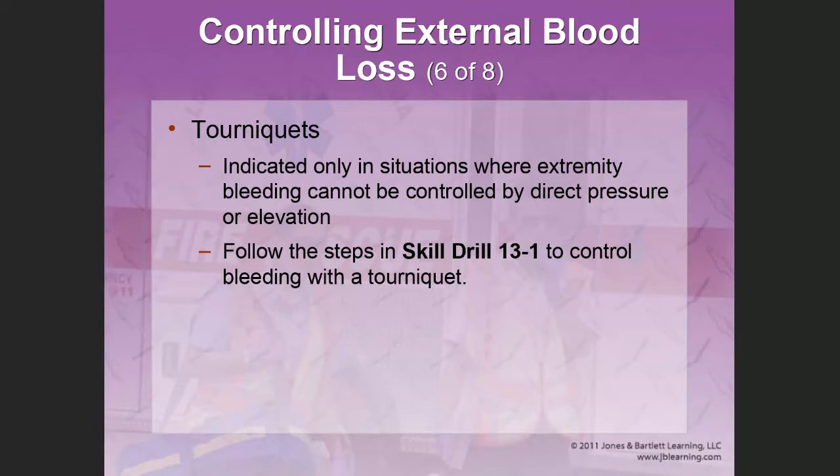But there are situations where it is definitely necessary. For instance, a patient with a crushed limb, a tourniquet might be very useful for that patient. Patient with an amputation, a tourniquet might be very useful for that patient. A patient who has an arterial bleeding, so they get shot in the leg or stabbed in the leg and the femoral artery has been ruptured, a tourniquet might be applicable for that patient.